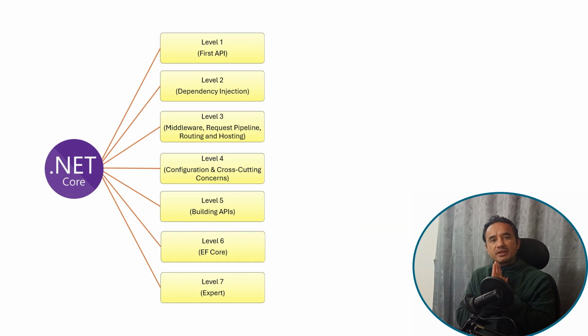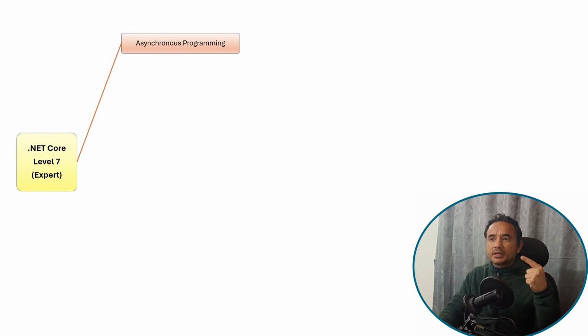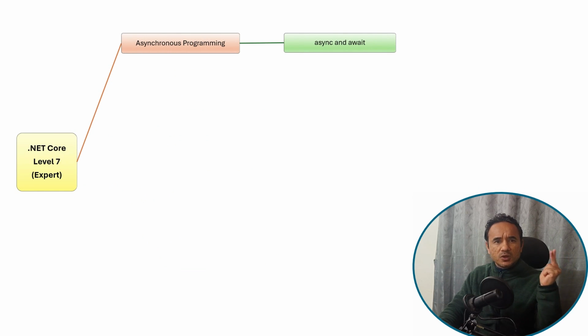Now the next level is level 7, and this is slightly for experts, meaning slightly for the next level .NET Core developer. Here first we will explore asynchronous programming, how async and await work, which is very, very important for everyone. Why? Because with async and await, you will write non-blocking code that scales better under heavy load. Now it is very much common.